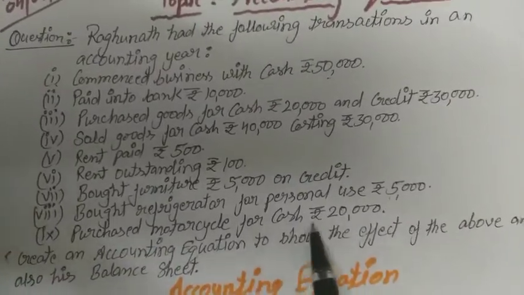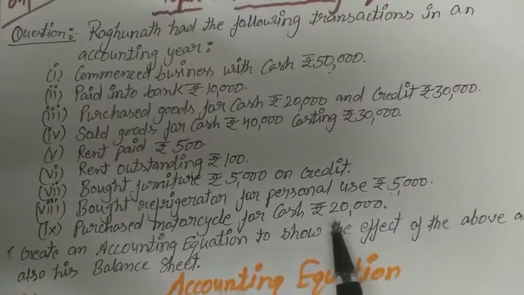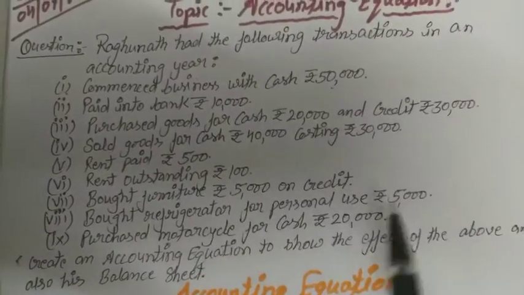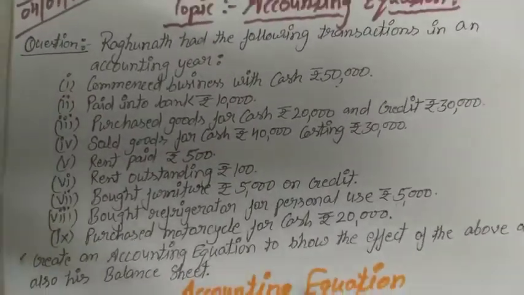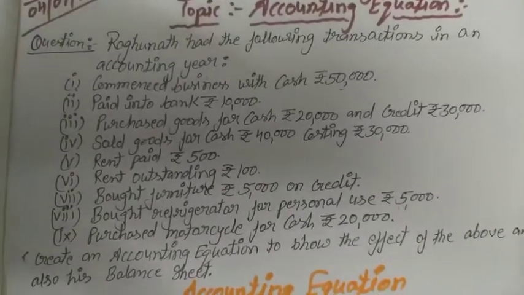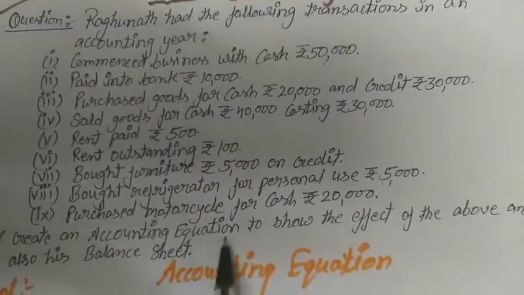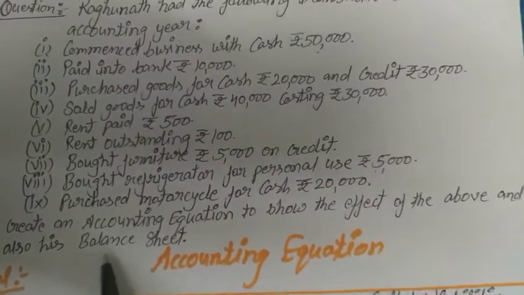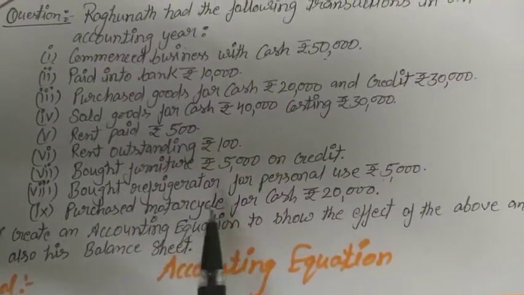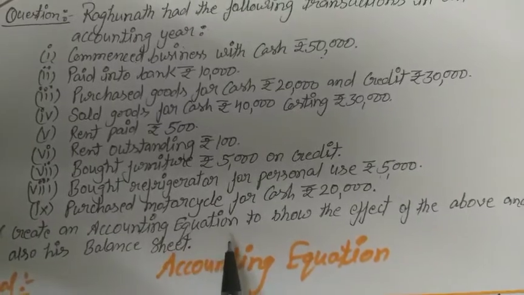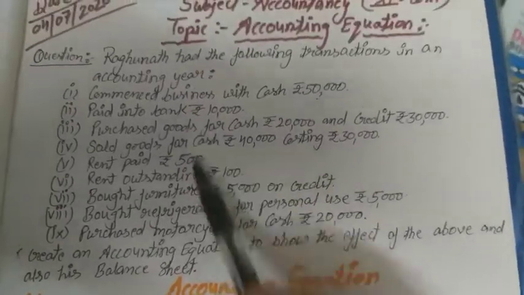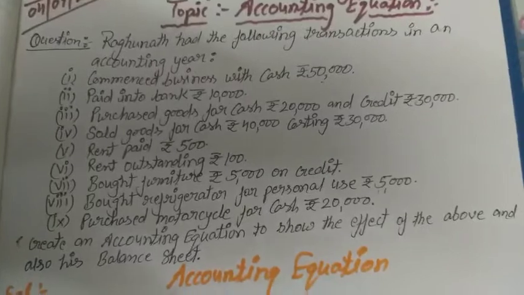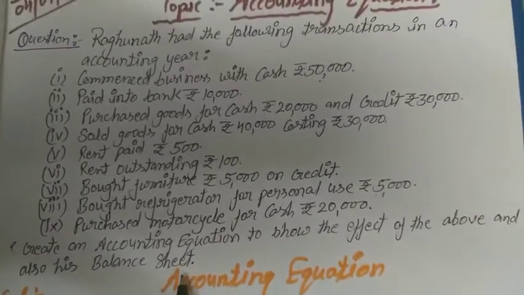Eighth: purchase motorcycle for rupees 20,000. It is not mentioned whether it is for personal use or for the business. If it is not mentioned, it will be for business use. Create an accounting equation to show the effect of the above transactions and also his balance sheet. So for Raghunath we have to make the accounting equation showing the effect of the above transactions, and along with it we also have to prepare the balance sheet.